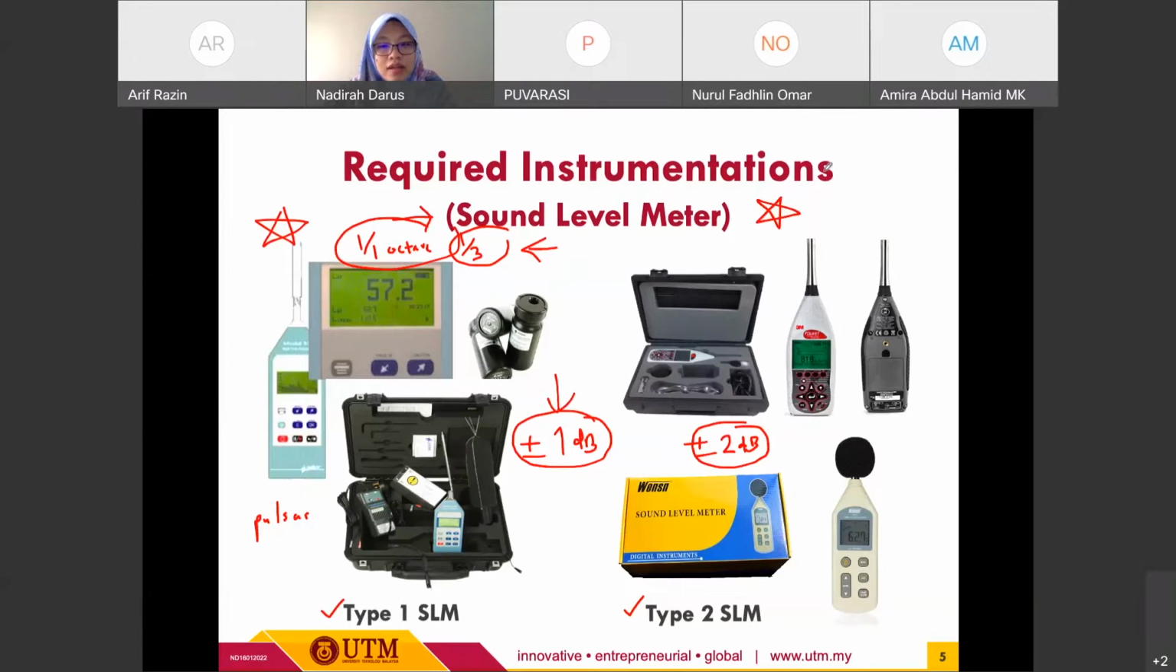Alright, so far, ada ke anyone pernah operate ataupun pernah handle sound level meter? Ada? Ada ke?